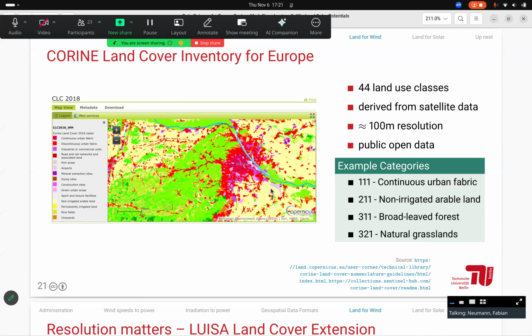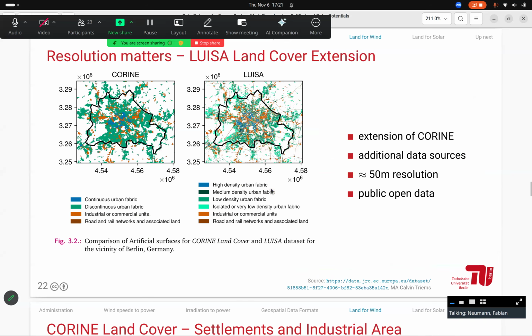But I can show you one example from a master student I supervised at some point, who compared two different data sets. The so-called Luisa data set takes the Corine as a basis and tries to enhance the resolution to 50 by 50 meters. So it's not twice the precision: for every 100 by 100 meter raster cell, you now have 4 pixels with a 50 by 50 meter resolution, so 4 times higher resolution.